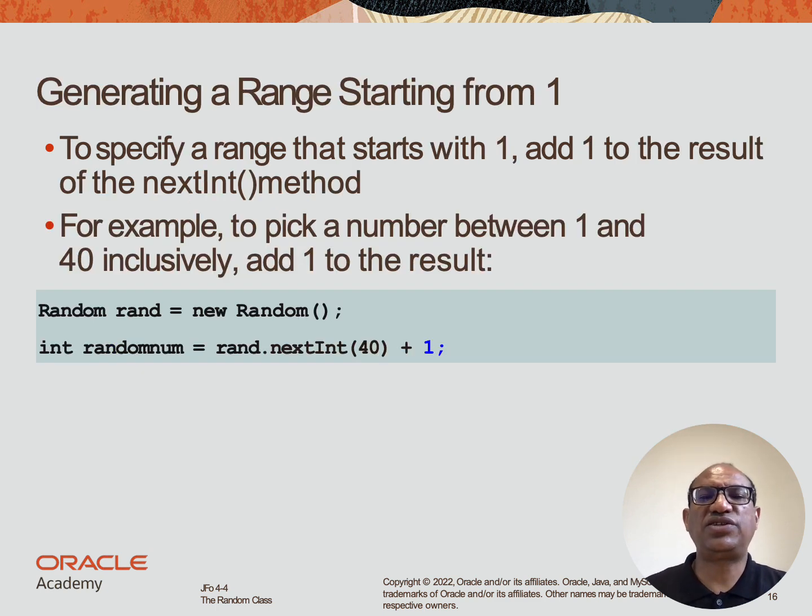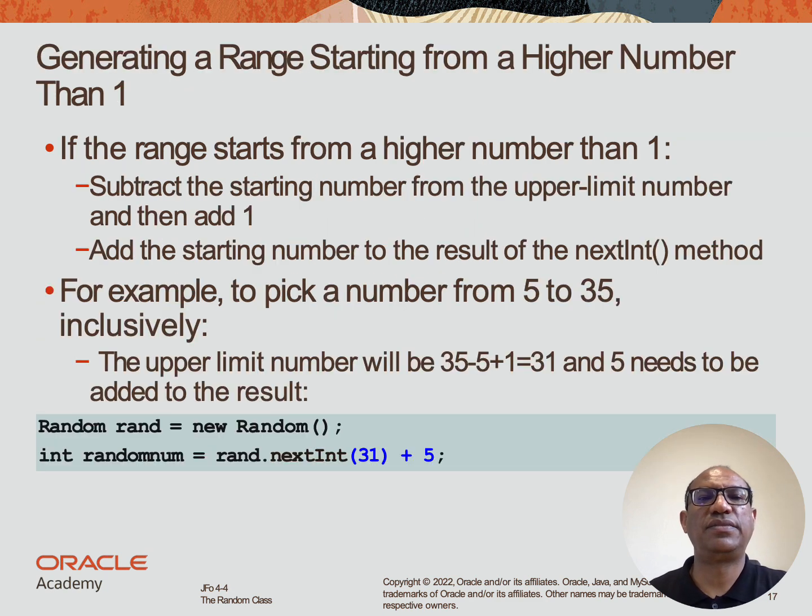Need a range that starts from 1 instead of 0? Just add 1. rand.nextInt(40) plus 1. Now you get values from 1 to 40 inclusive. Want to start from a higher integer like 5? You need to do a little maths. rand.nextInt(31) plus 5. This gives you a number between 5 and 35. Subtract the start from the end, add 1, and then add the starting number to shift the range.